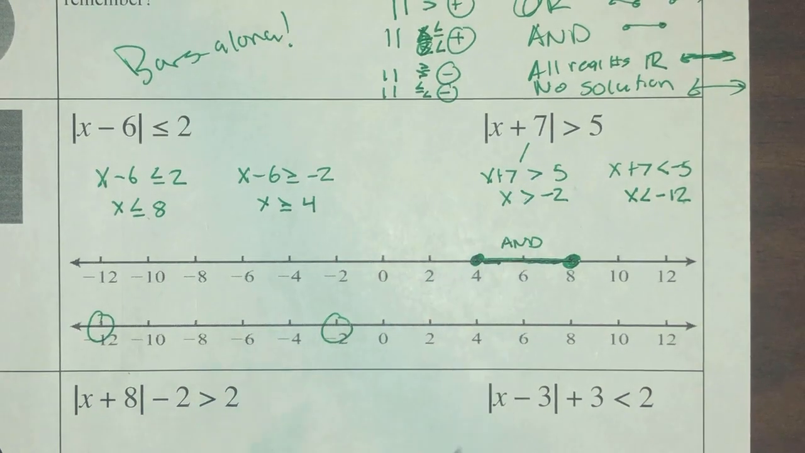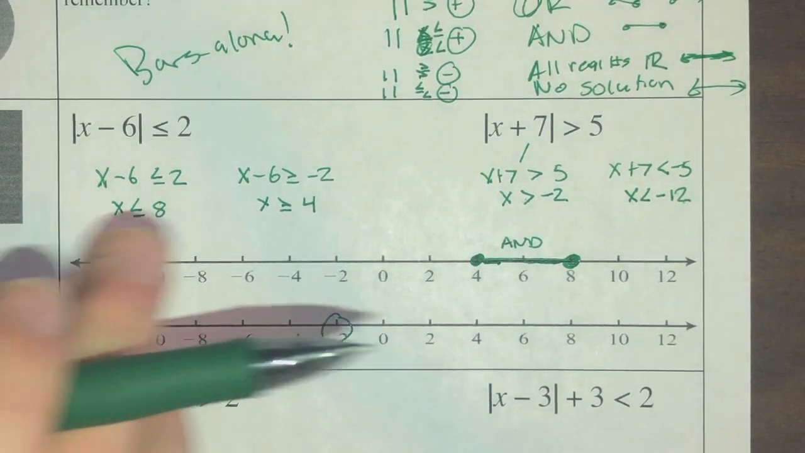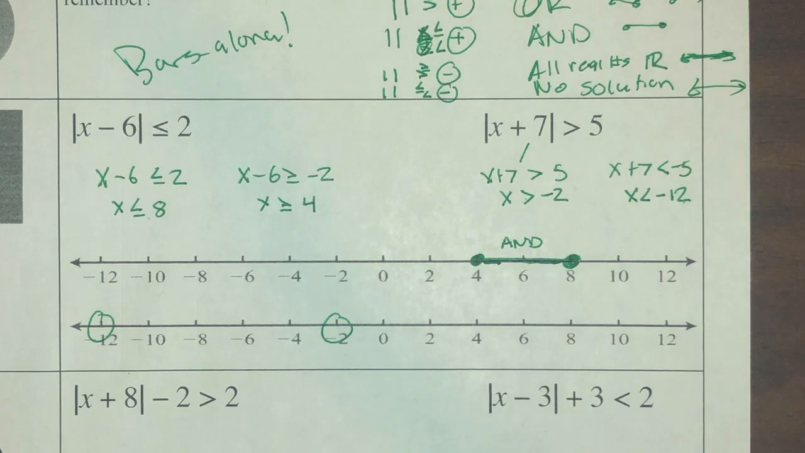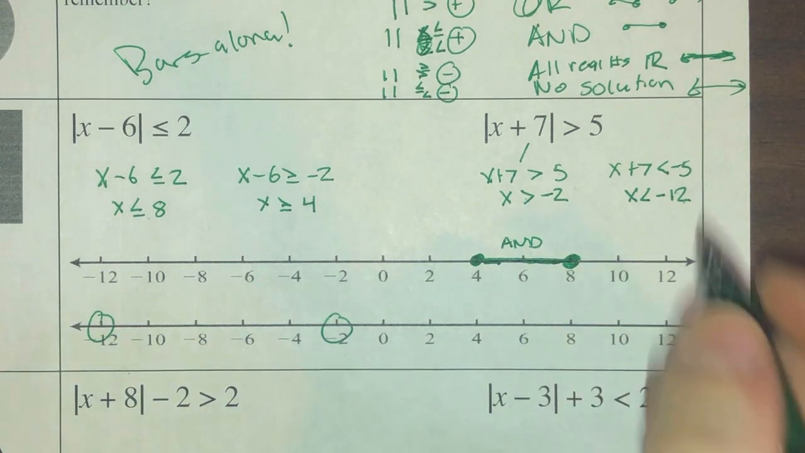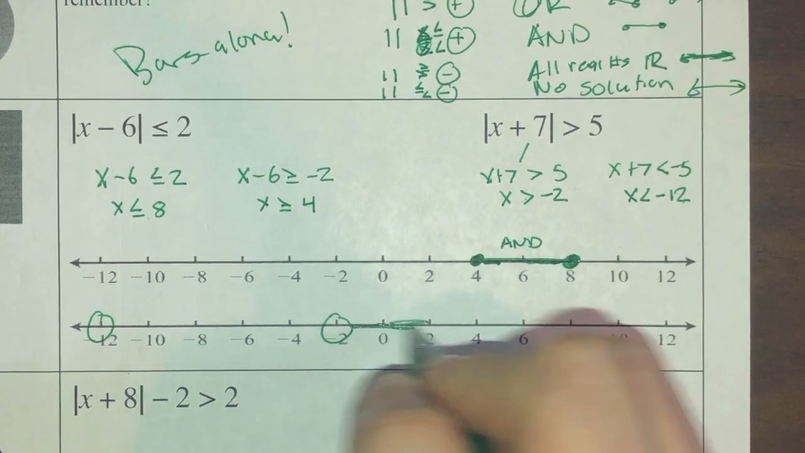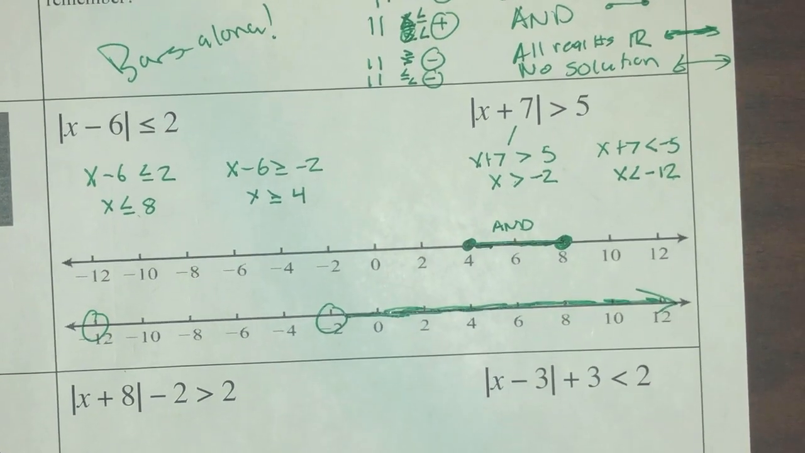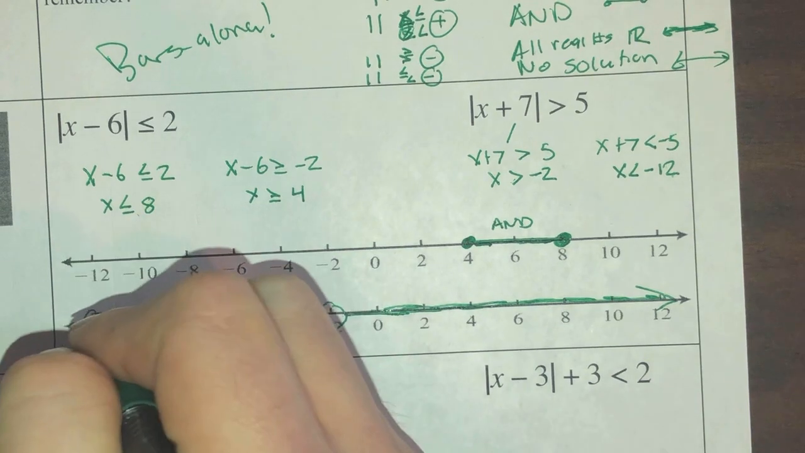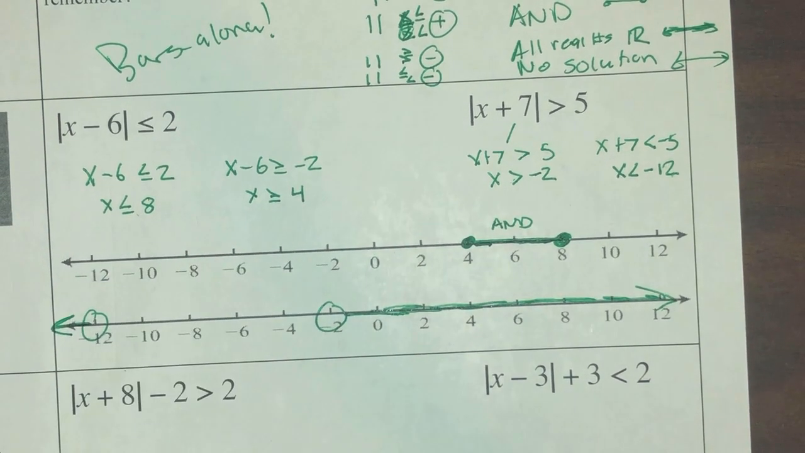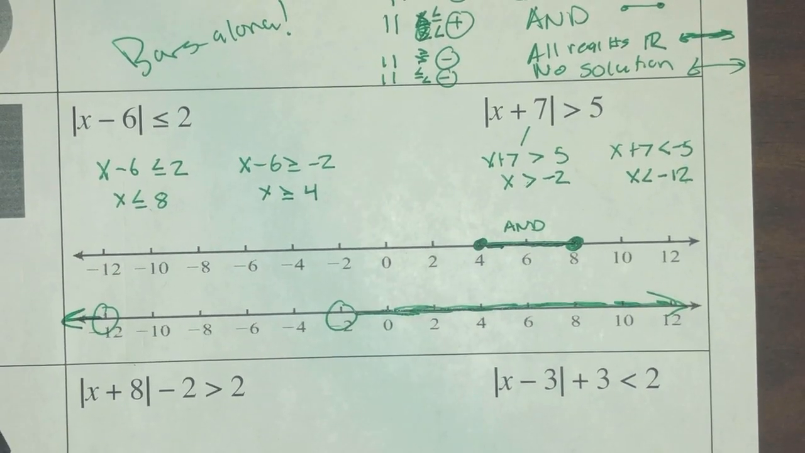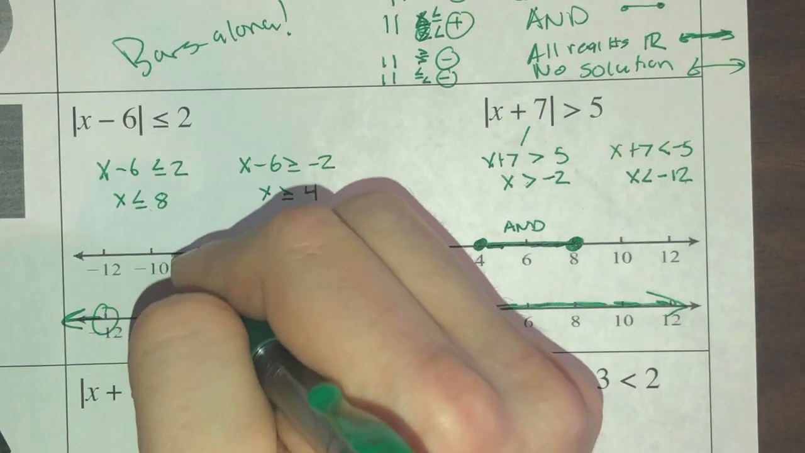All right, greater than negative 2. Where are the numbers that are more than negative 2? To the right or to the left? They are to the right. For example, 0 is more than negative 2. How about the ones that are less than negative 12? They're to the left. Notice how this is an or.